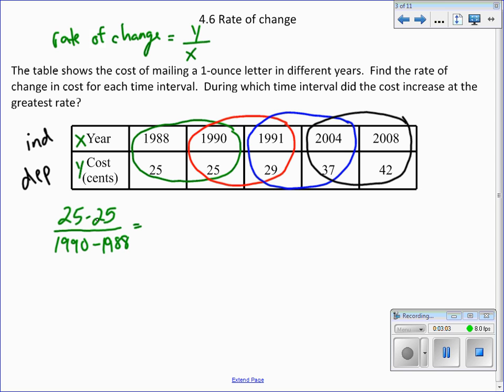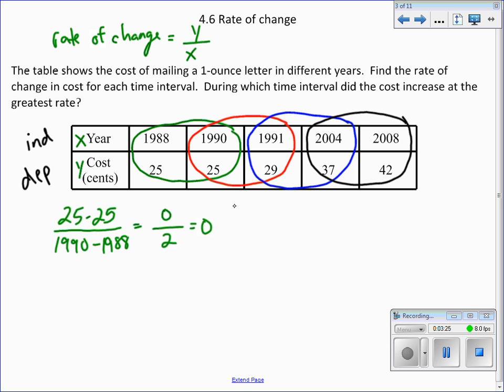Now we calculate: 25 minus 25 gives us 0. 1990 minus 1988 gets us 2. 0 divided by 2 is 0. So we would say that the rate of change between these two time periods is 0, which makes sense because if you look, the cost doesn't change. There was absolutely no change in cost between those two time periods.